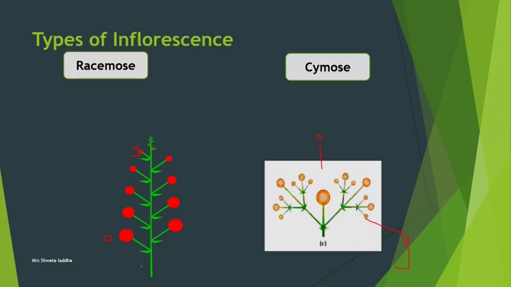I repeat, older flower at the base, younger at the apex, acropetal arrangement, as in racemose. In cymose, basipetal, at the base they have the younger ones, and at the apex they have the older one.